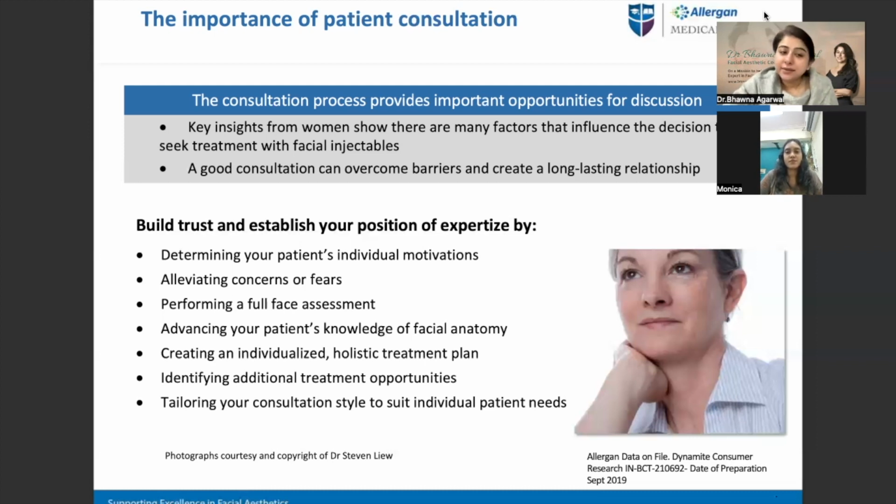Now, third, alleviating concerns and fears is important. Performing a full face assessment is important. Their concern would be one, but everything else is unseen until it becomes obvious. Then, advancing your patient's knowledge of facial anatomy. In your discussions, in your consultations, you need to keep educating them also.